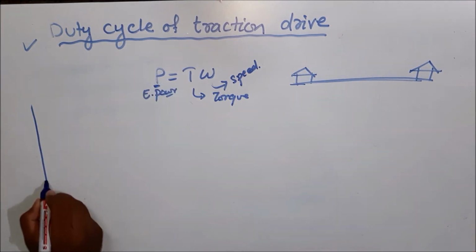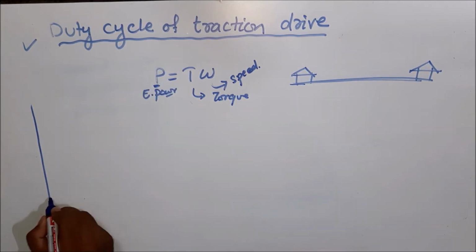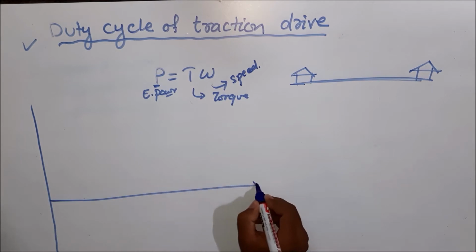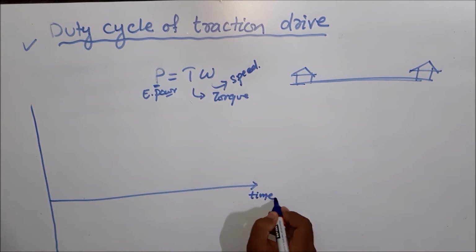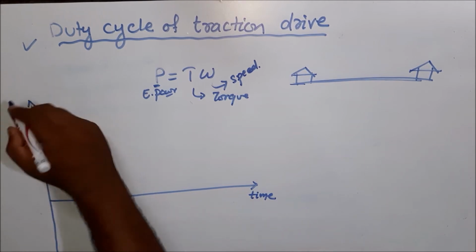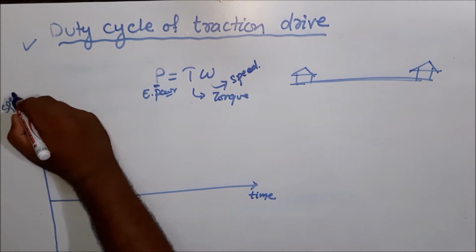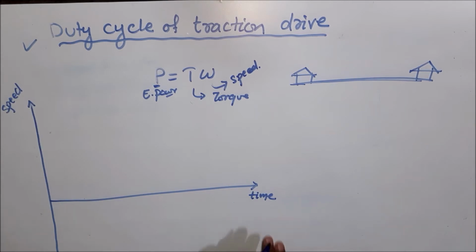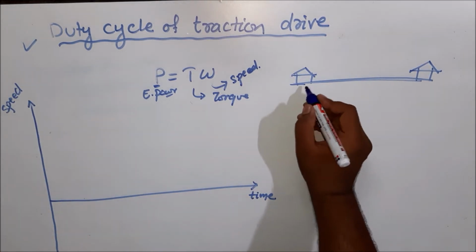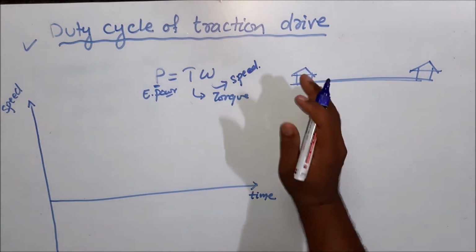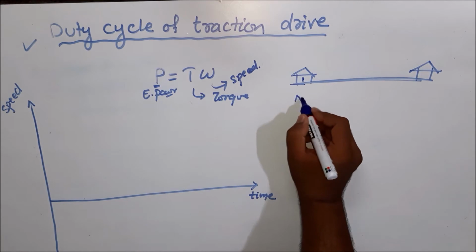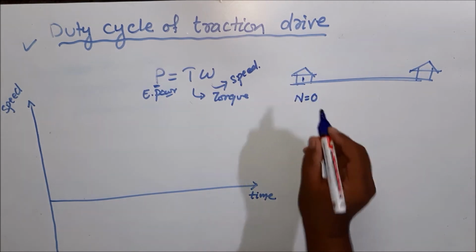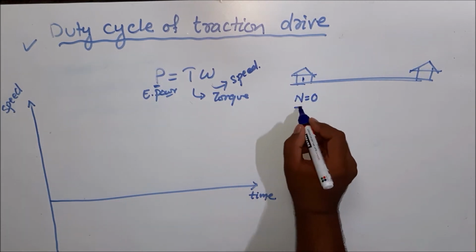Consider this is my curve. In this curve, the x-axis represents the time axis and the y-axis represents the speed axis. So, time and speed. And let us consider that here at station 1, the train is going to start. That means here the speed is 0, n is equal to 0, and we have a torque.